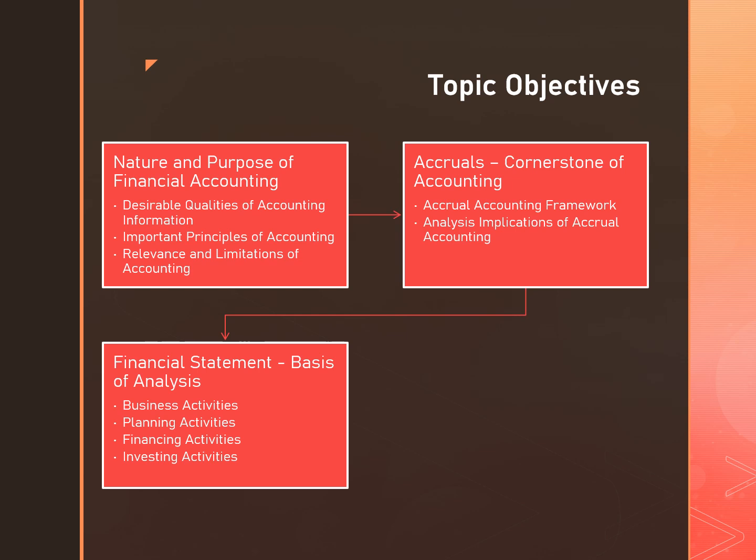These are the topic objectives for chapter 2. First of all, we're going to look at the nature and purpose of financial accounting. Inside here we have 3 subtopics: the desirable qualities, important principles of accounting, and also relevance and limitation of accounting. Then we're going to move on to accruals, the cornerstone of accounting, where we're going to look into detail about accrual accounting framework and the analysis of implication of accrual accounting. I hope you still remember the accrual concept that we have learned in part 1. Next, we're going to look at the financial statement basis of analysis for all these 4 activities.